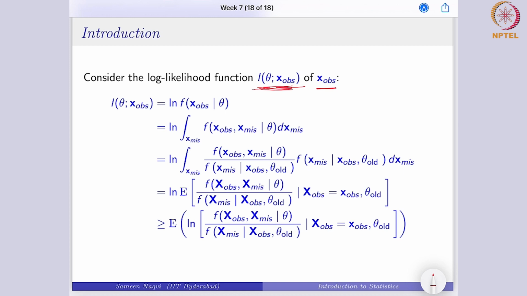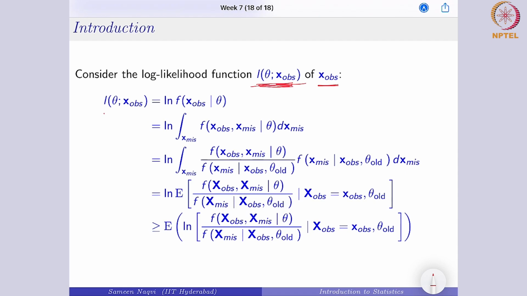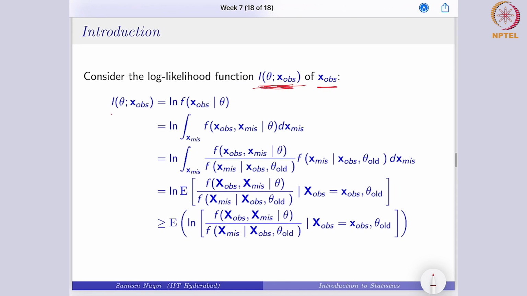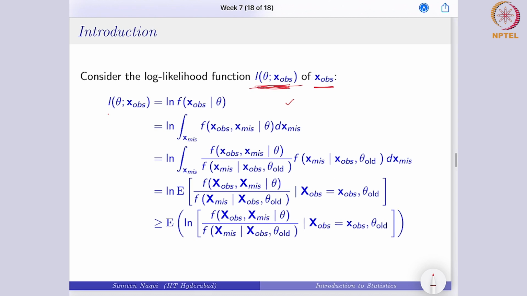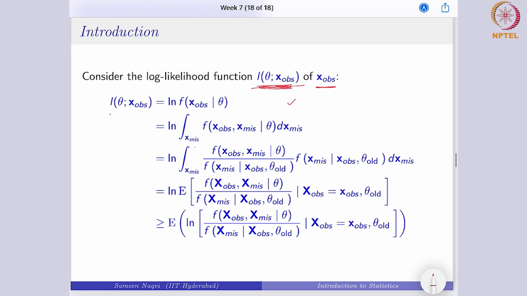Now what we are doing over here is, in the first step, if you see, this is nothing but the log likelihood function. So we have written log, and we have written this f(x observed given theta). This is the likelihood function for the observed data. Now we are trying to integrate this. If you see, x missing is there, and this integral is over x missing, so we are integrating with respect to the missing data.